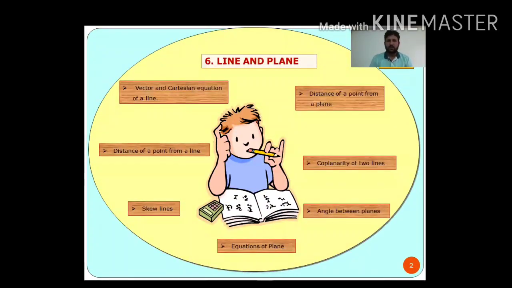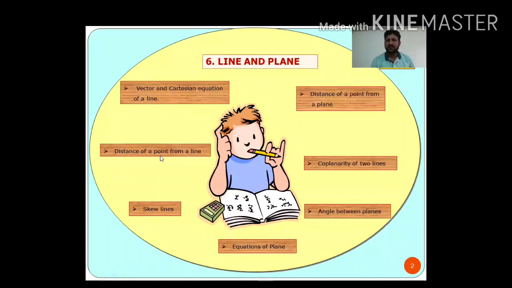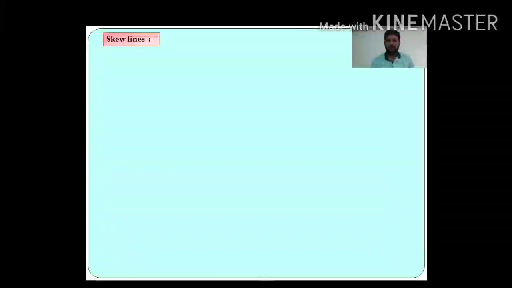Today we continue the lesson Line and Plane with today's concept, skew lines. In previous videos, we have already discussed the vector and Cartesian equation of a line. Next, distance of a point from a line. Today, the third concept, skew lines. Let us see the meaning of skew lines.